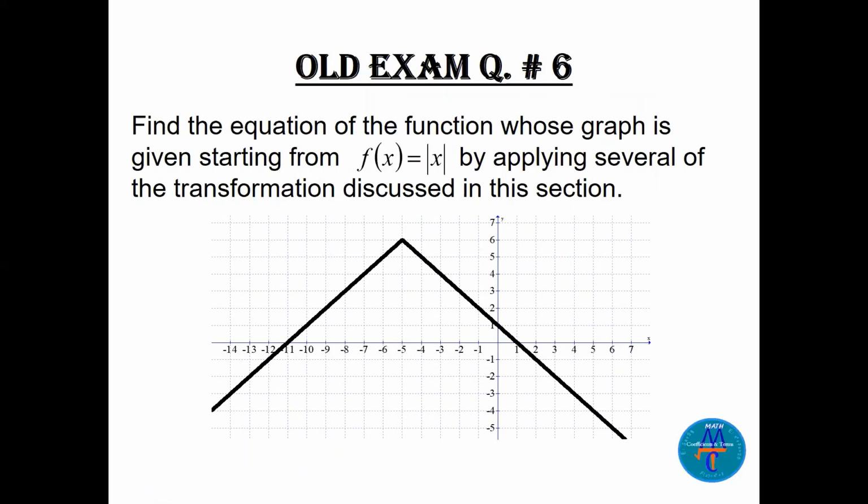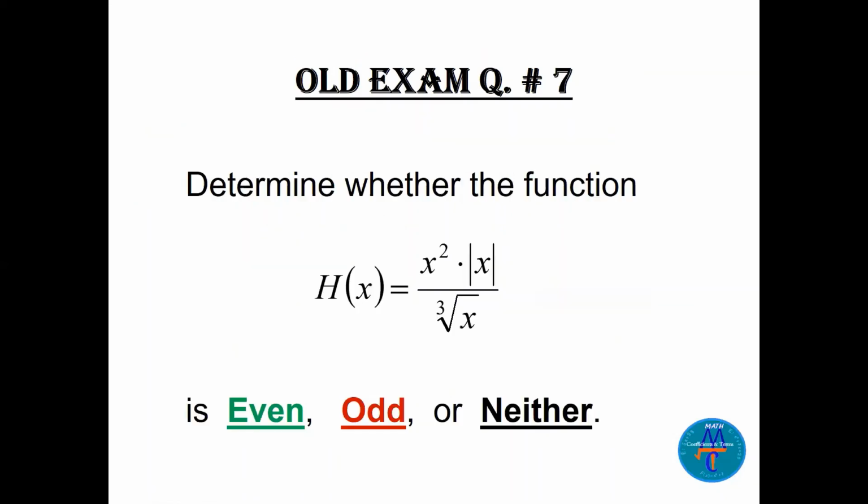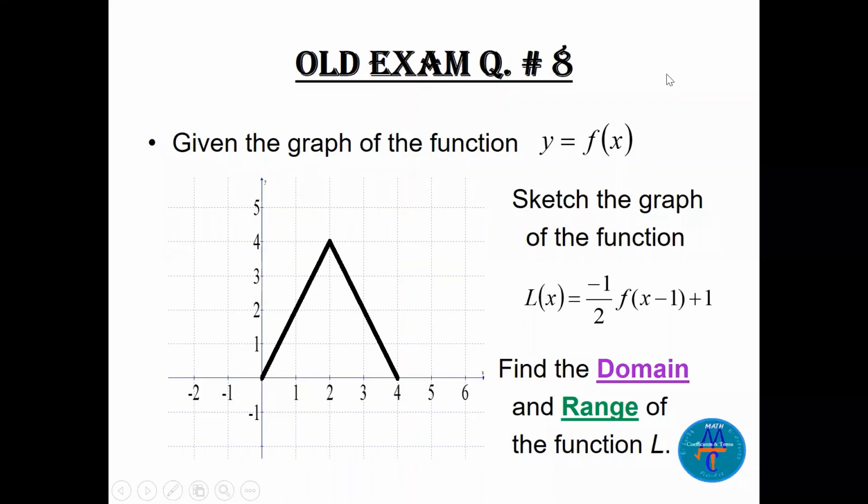Now here we have a graph, find the function as we did in the examples. Check even, odd, or neither, very similar to the one we also did there. Number 8, the graph is given y equal f of x, and you need to sketch the function L of x, which is minus half f of x minus 1 plus 1 outside. Remember, there is a minus half outside, there is a reflection, and there is a shifting here, and there is a shifting also. Find the domain and range of the function L after you graph it.